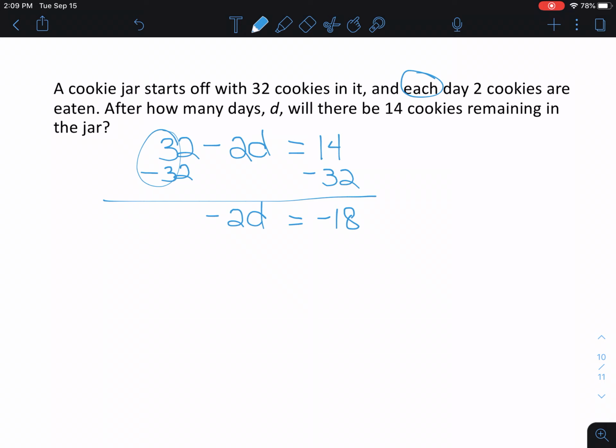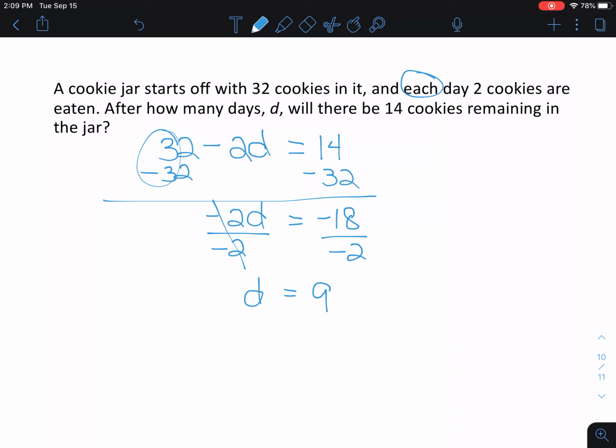Okay, so now I've got -2 times D. So I want to do the opposite of that, and I'm going to divide. I'm going to divide by -2 on both sides. Okay, so then this cancels, and I get D equals 9.